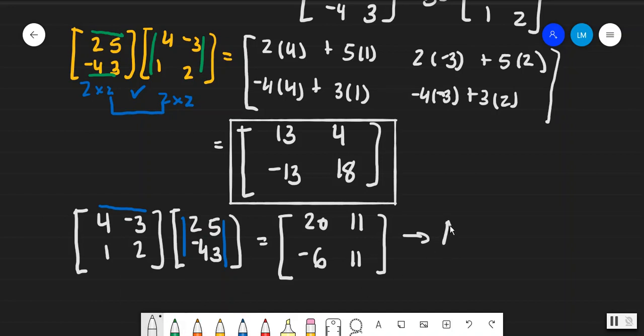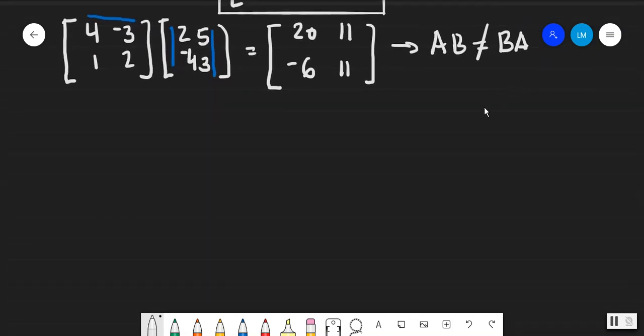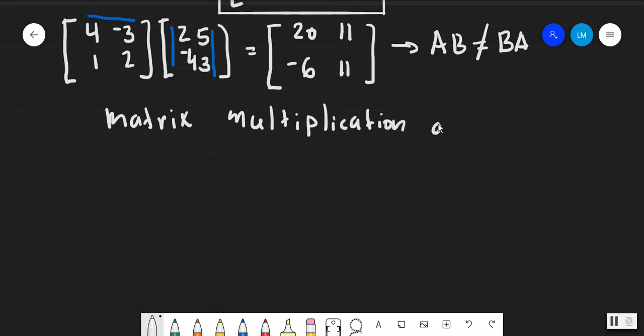Okay, so basically this is telling me that A times B is not equal to B times A. And that's actually pretty useful as it relates to saying that matrix multiplication does not commute.